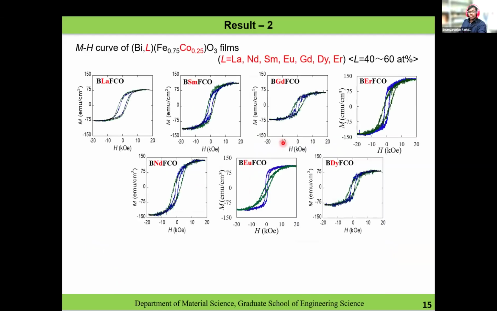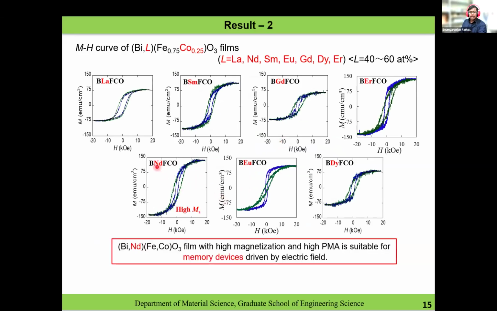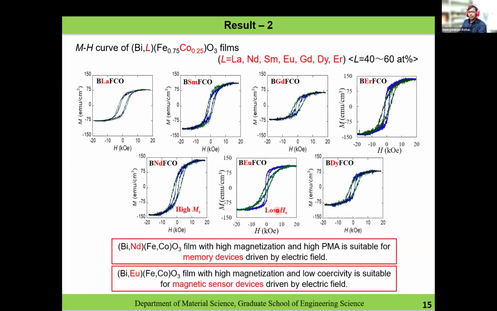In the second case, when we measured the VSM, or the ferromagnetic loop or hysteresis loop, we found that in the case of neodymium, the saturation magnetization is very high. That is better for magnetic memory devices. In the case of europium, the coercivity is very low and the saturation magnetization is also relatively high. That is better for sensor devices.